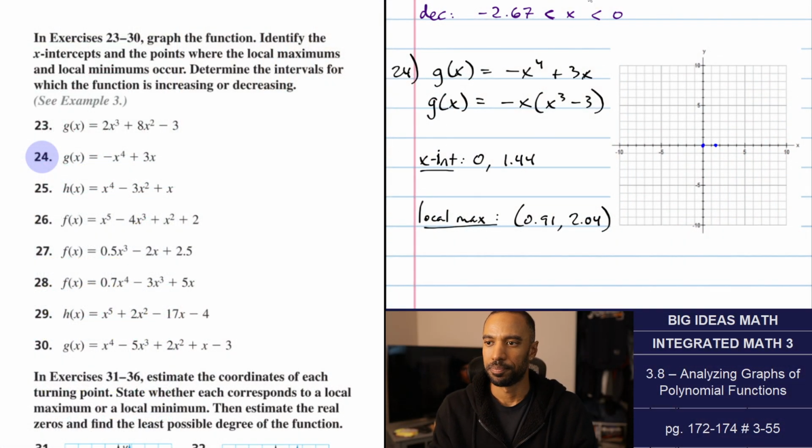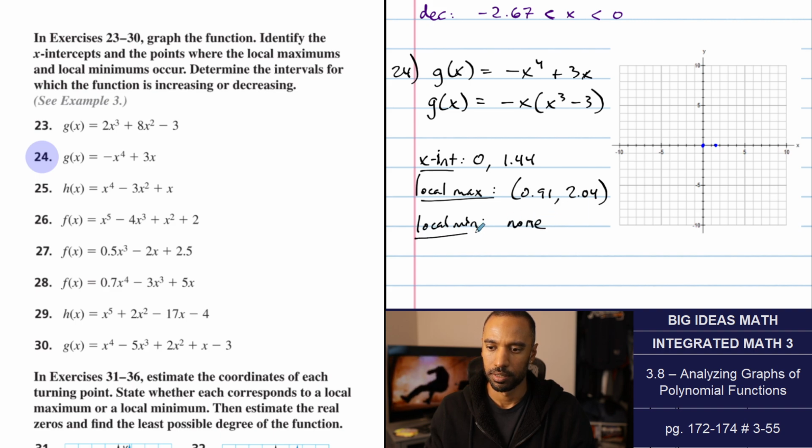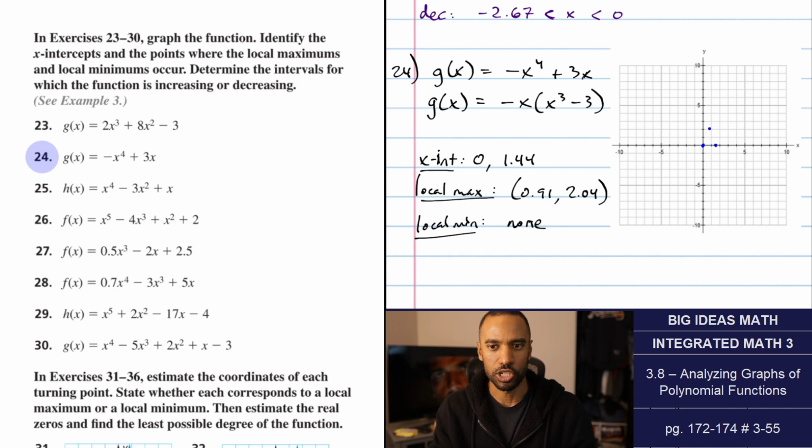So local max at, and I know you can't see this yet, 0.91 and 2.04 for y. Okay. So it's like that. As far as local min, guys, there is none. There is none local min. So this is 0.91 really close to 1 and 2.04 really close to 2.